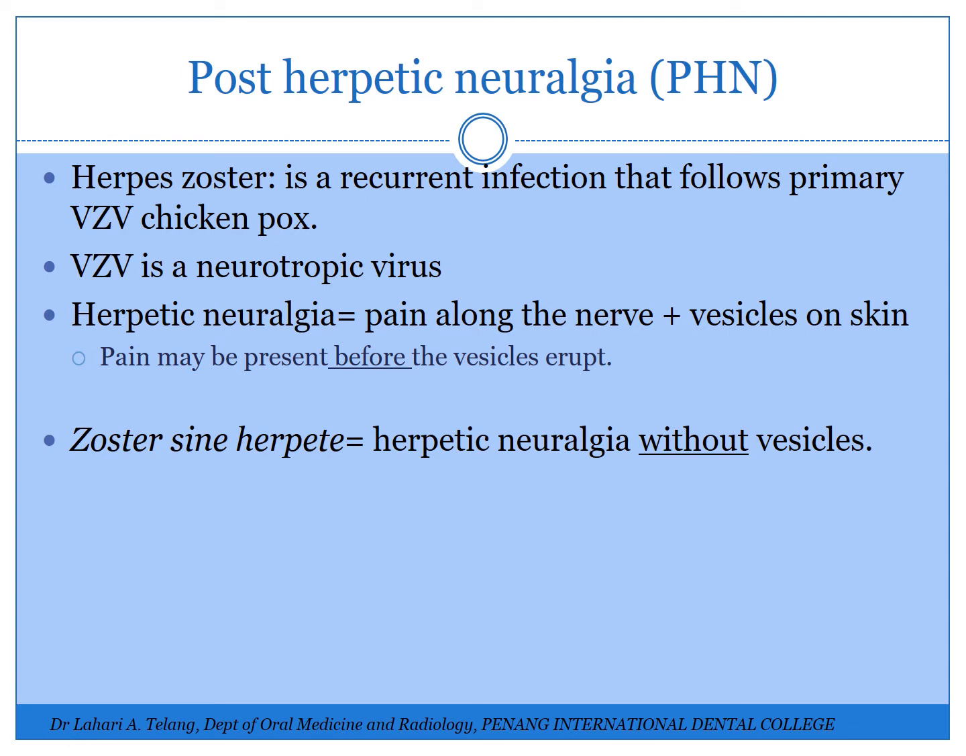But pain may be present before the vesicles erupt. So, this is the classical type of neuralgia that happens when the person is suffering from herpetic episodes, that is herpes zoster.